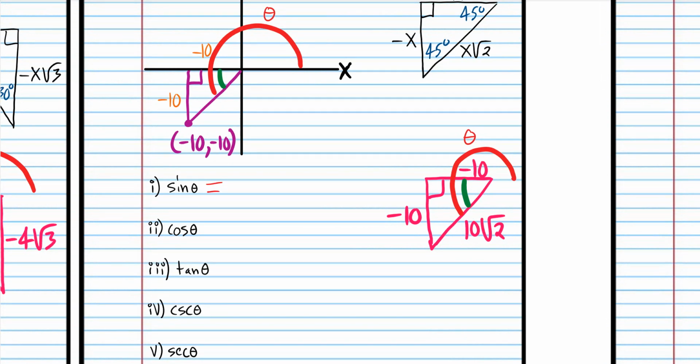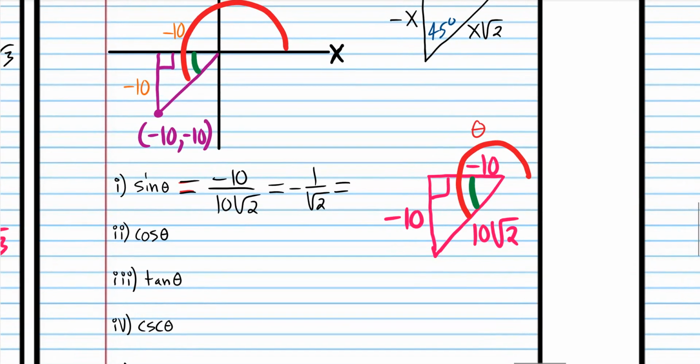Sine theta is equal to the opposite side of the green reference angle divided by the hypotenuse. The 10s cancel out, and we're left with 1 over root 2, which is a very familiar ratio. We're going to multiply both sides by root 2, and we get negative root 2 over 2. Cosine theta is going to be the same thing. Remember, in a 45, 45, 90 triangle, cosine theta and sine theta are equal.